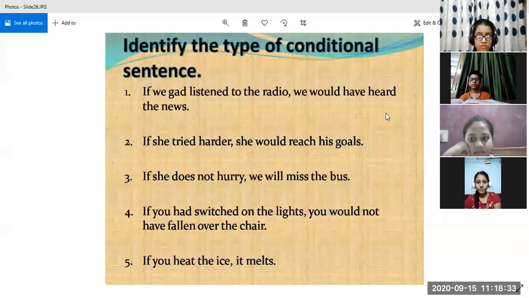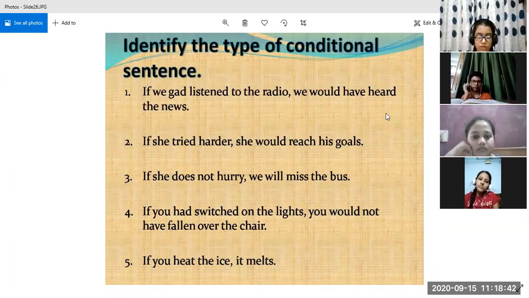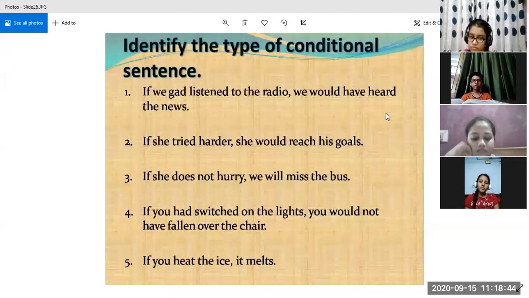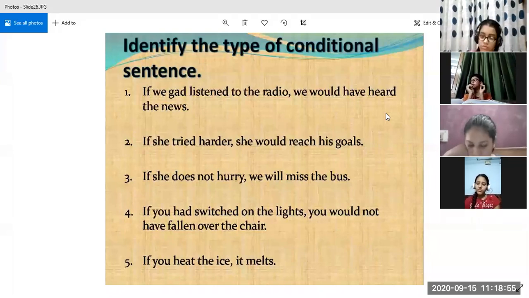Ma'am, it is third conditional sentence because the if clause is in past perfect tense and then the modal would is used and the past participle form of verb is used in the main clause. Absolutely correct, because here we have in the if clause past perfect tense, and in the main clause we have a modal which is there in past tense. It is followed by have and then the past participle. Absolutely correct. Tanishka and Arav, brilliant answers.